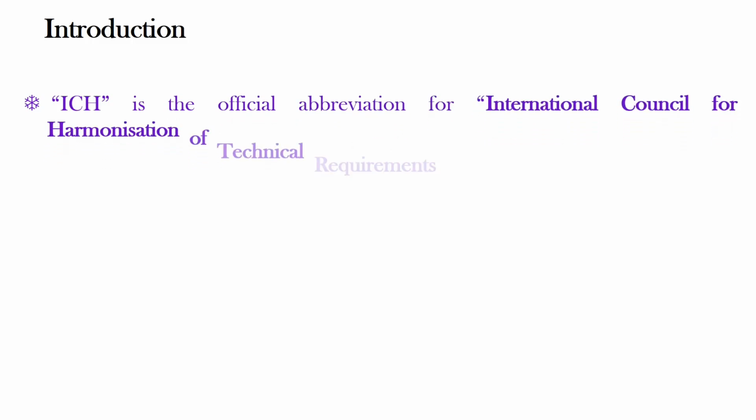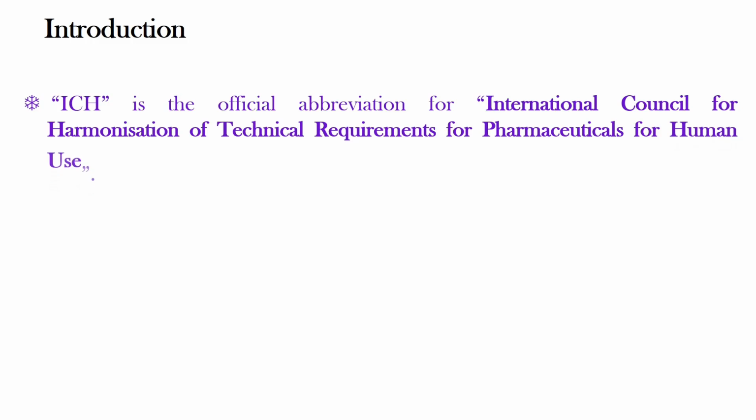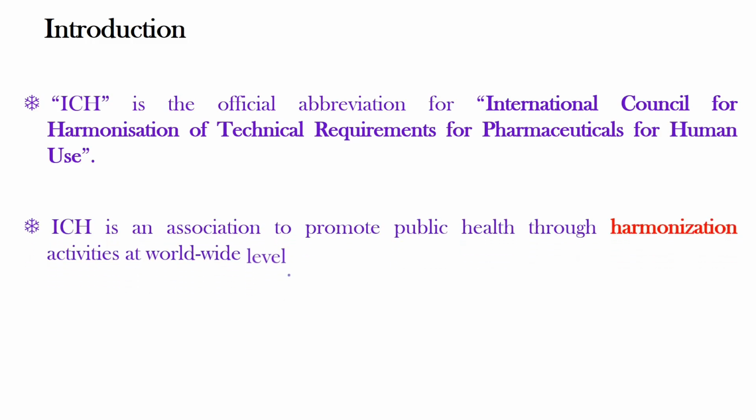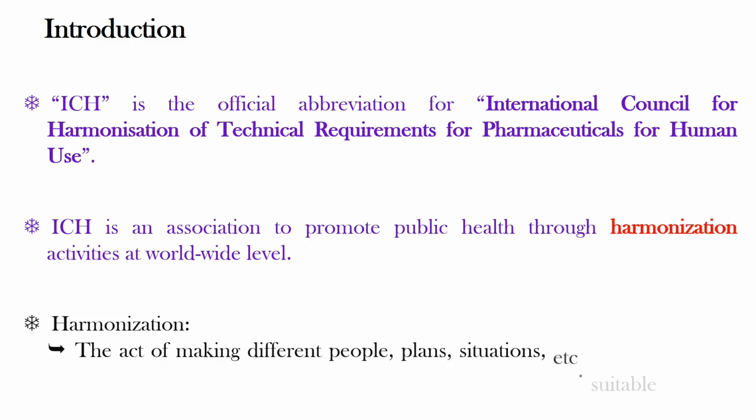To the introduction, as we know, the word ICH is the official abbreviation for International Council for Harmonization of Technical Requirement for Pharmaceuticals for Human Use. We also know ICH is an association to promote public health through harmonization activities at worldwide level. So here the point is to know what is harmonization. In short, harmonization is the act of making different people, plans, situation suitable for each other.